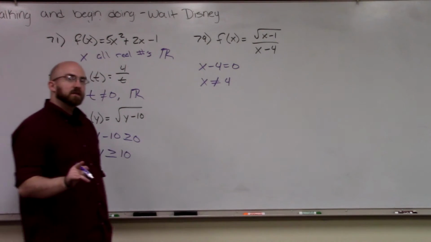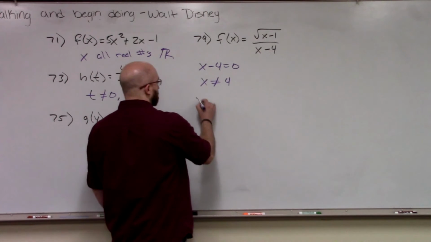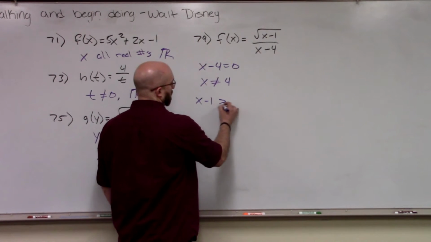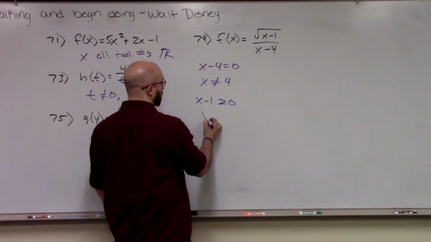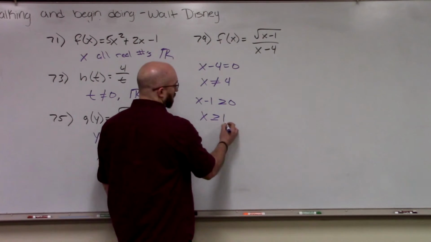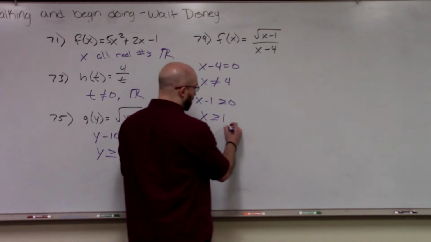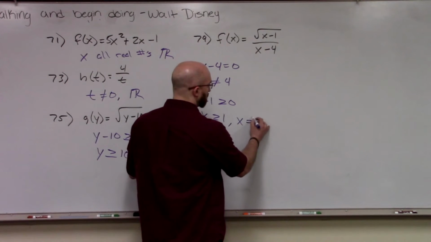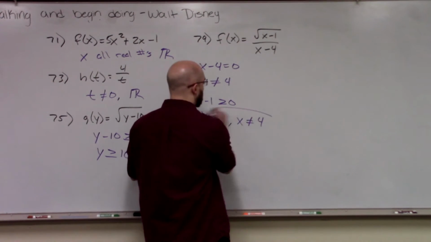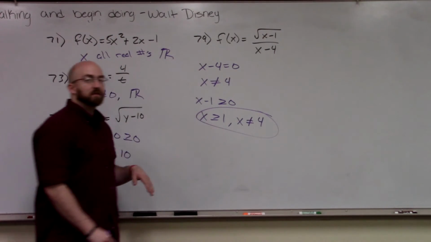Now let's go ahead and look at the top. We have x minus 1 is greater than or equal to 0. Go ahead and move the 1 over, so x. How do we write this one? x has to be greater than or equal to 1, but also x cannot equal 4, and that is our implied domain for that function.